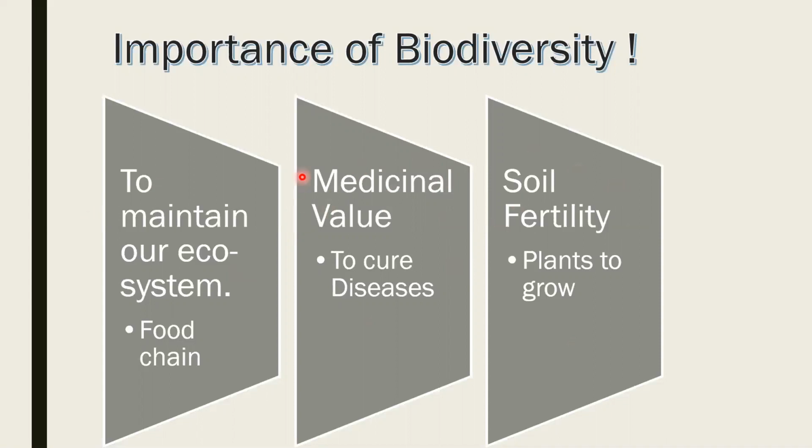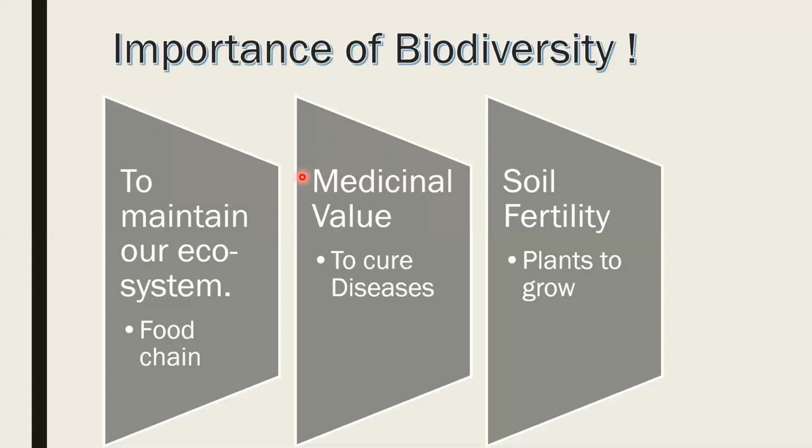So again, I want you to pause the video and write all this. Write the heading importance of biodiversity. Point number 1, to maintain our ecosystem. Again, in brackets, write food chain. Point number 2, write medicinal value. You can also write medicines. In brackets, write to cure diseases. Point number 3, soil fertility. Again, in brackets, write plants to grow. Pause the video and write it.